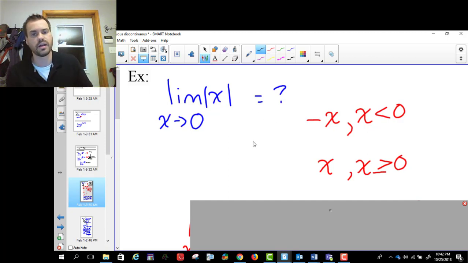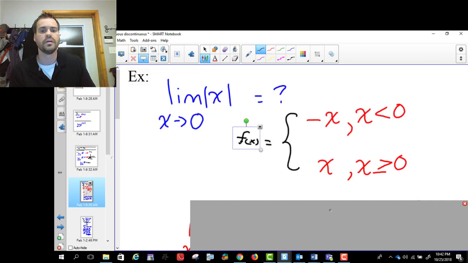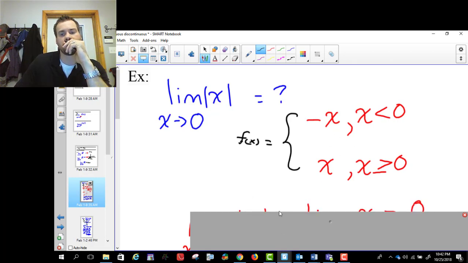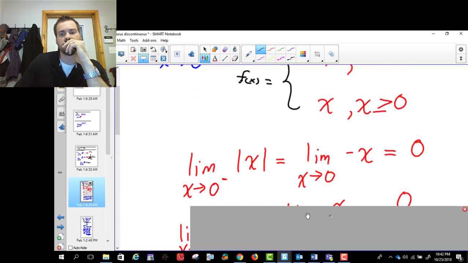So we can actually describe the absolute value of x as two separate functions. We can say the function is equal to minus x if x is negative, that is, x is less than 0, and it's equal to x if x is greater than or equal to 0. If I want to know what's going on at 0, then I have to plug 0 into this and into this. Okay, so I have to look at the two limits.